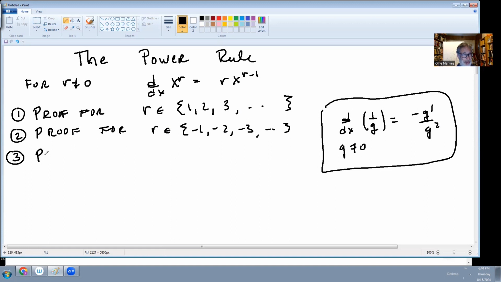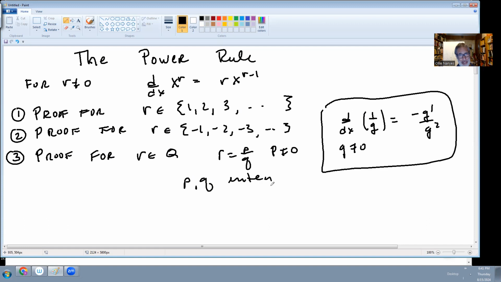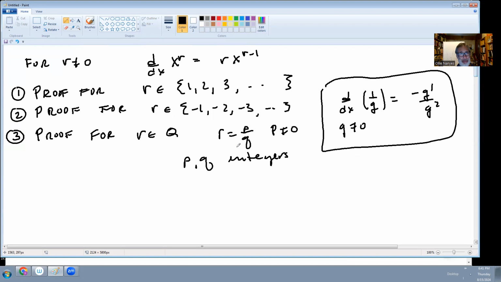Third, we'll do the proof for r a rational number. That is, r is p over q, p not 0, p and q integers. We'll do that right here. Maybe a little bit out of order. I should probably do this first and then go to here, that way we can pick up the negatives. But once we do this and do the reciprocal rule, the rest follows. But yeah, I might jump from 1 to 3.